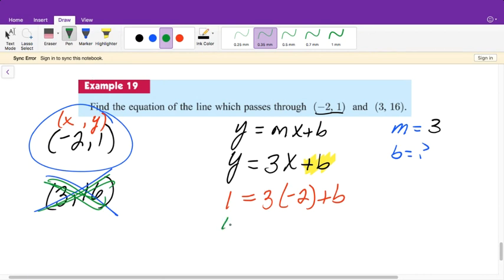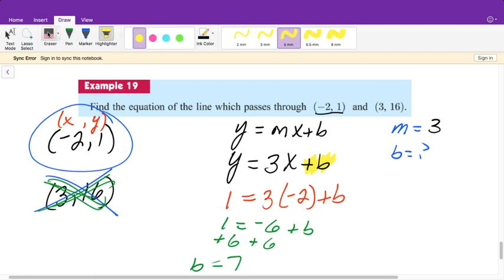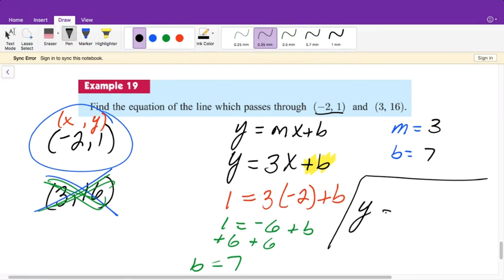So then we just multiply. 1 is equal to -6 plus b. We will add over the 6. So then we get b is equal to 7. So now that I solved for my b and I solved for my m, I have enough information to write this equation. So our equation, y is equal to, our slope is 3, so 3x, and our b is 7, so plus 7.